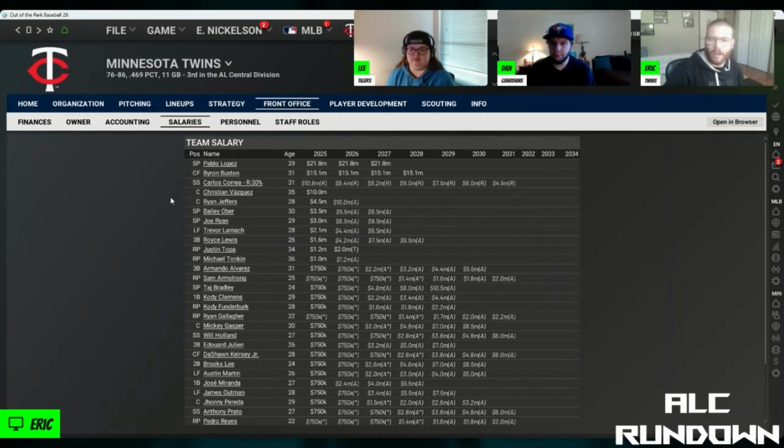I'm going to guess his $10 million ghost is going to be the second highest salary on the team, which is a statement. That's not what you want. You don't want your second highest paid player to be a guy who's not on your team. Actively competing against you. So the rest, they have a lot of minimum salary guys.